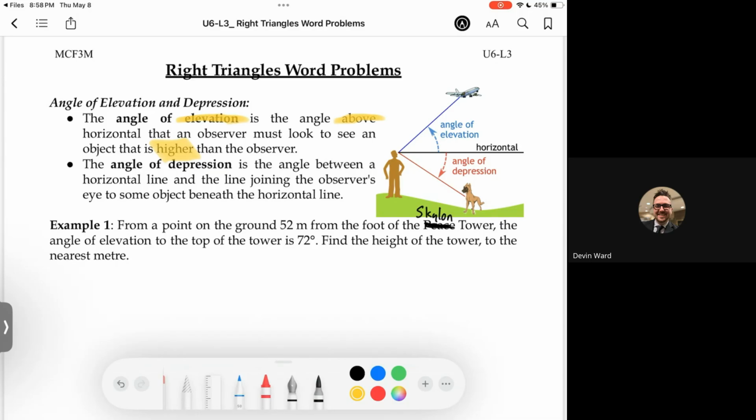I got a laser pointer here. I don't think so. That's okay.